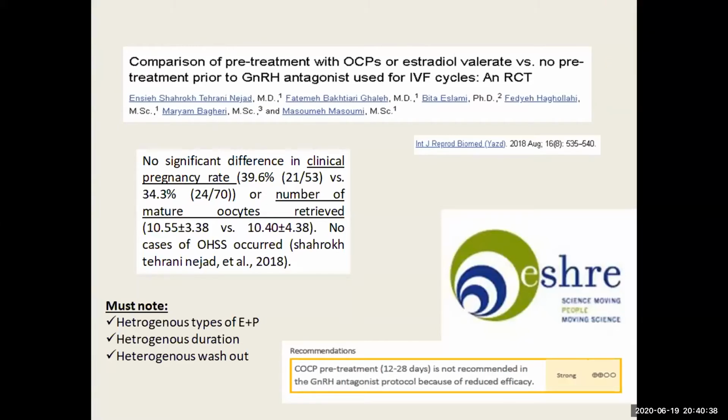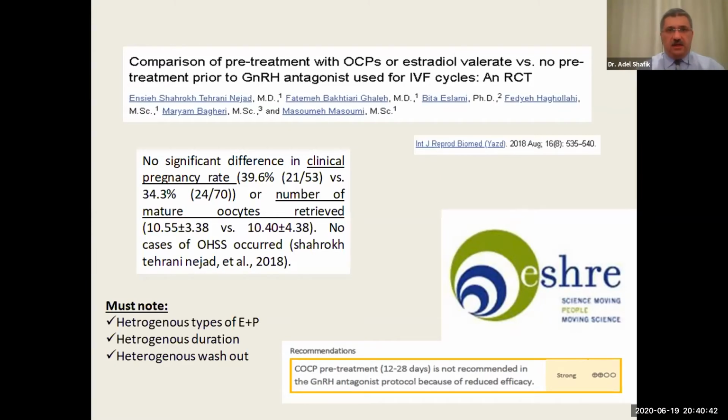So again, the Iranian group published in 2018 another study comparing 2 groups, one with oral contraceptive pretreatment, the other with no oral contraceptive pretreatment, and there was no significant difference in clinical pregnancy or number of mature oocytes retrieved. Hence, the ESHRE guideline development group concluded that COC in antagonist cycle is not recommended at all because of reduced efficacy, and this is a strong recommendation.